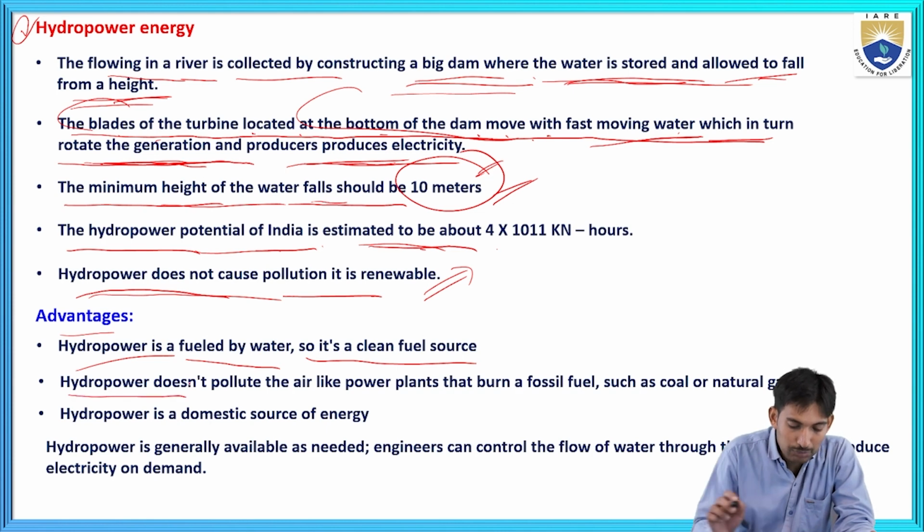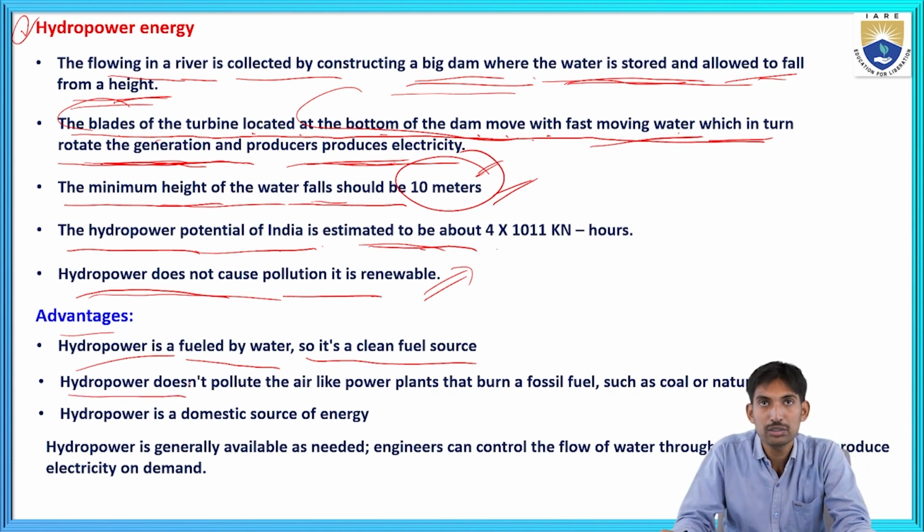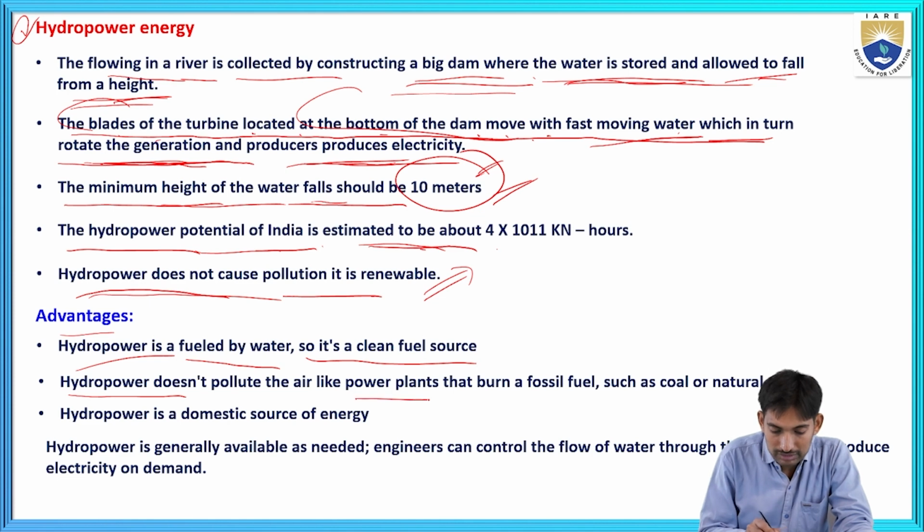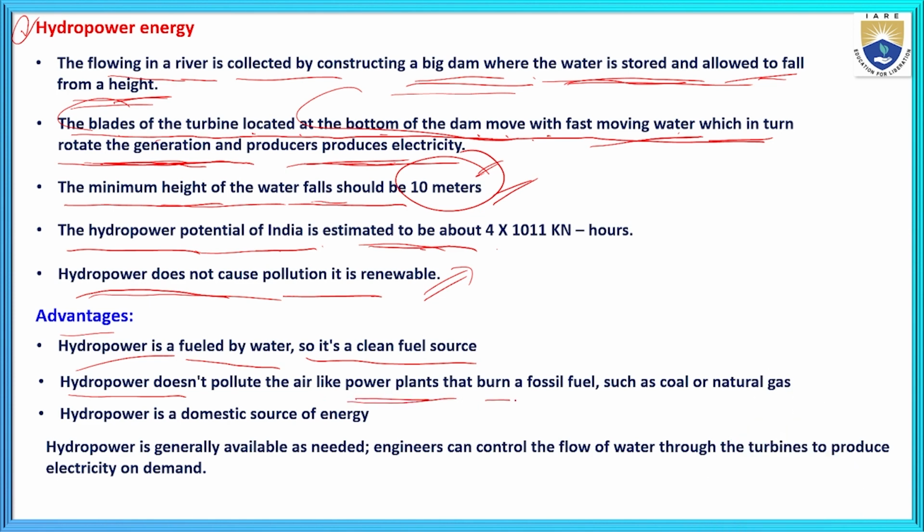Hydropower does not pollute the air like power plants that burn fossil fuels, such as coal or natural gas. It does not produce any harmful gases, because it does not emit any greenhouse gases. But power plants which run on fossil fuels such as coal or natural gas produce environmental pollution.